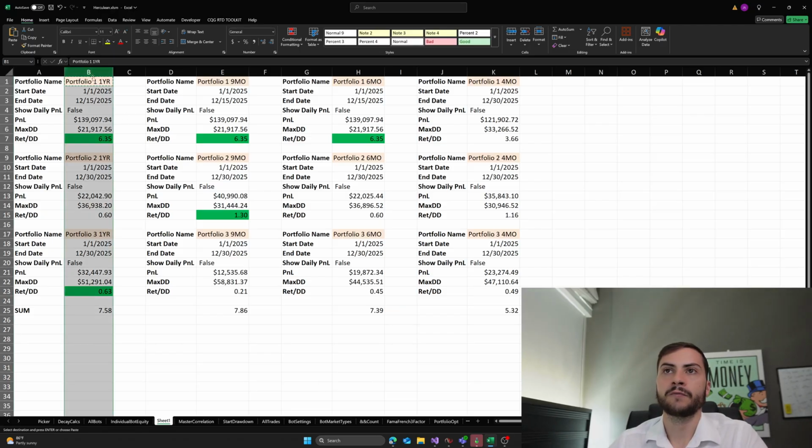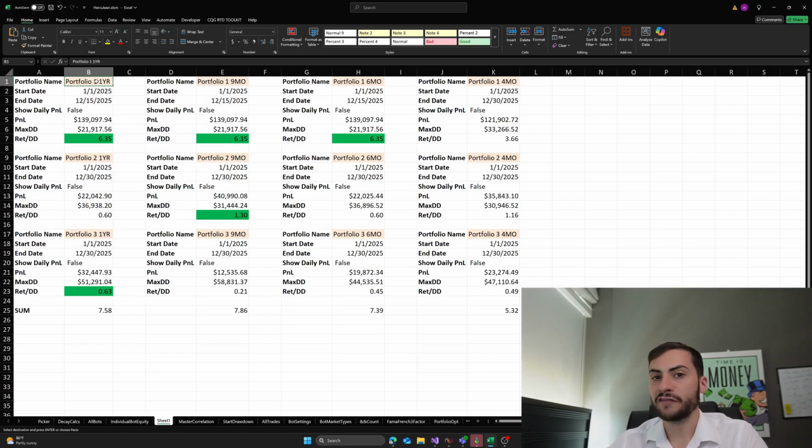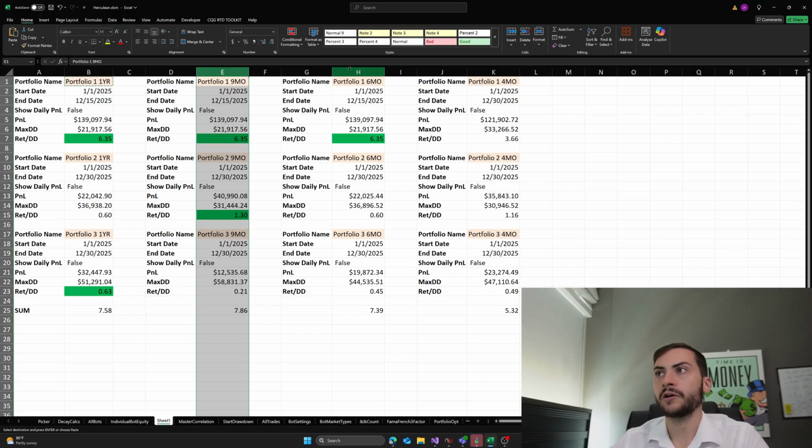So for example, in portfolio 1, let's say there were 10 strategies, 5 of them made money in 2024. So this result here would be those 5 strategies and how they did for 2025, okay? And I did that for 1 year, 9 months, 6 months, and 4 months, basically a year, 3 quarters, 2 quarters, and 1 quarter.